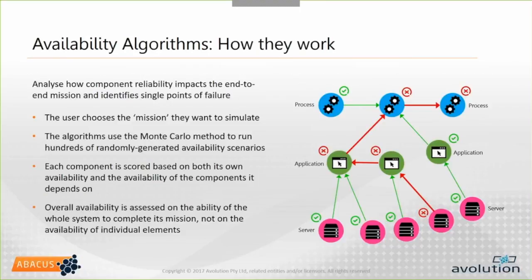And the first thing you want to do when you run the availability simulator is define the mission that you want to complete. Now, this could be something like a sales process. It could be taking credit card details or a credit card transaction. But the key thing is, can we actually successfully complete that mission?